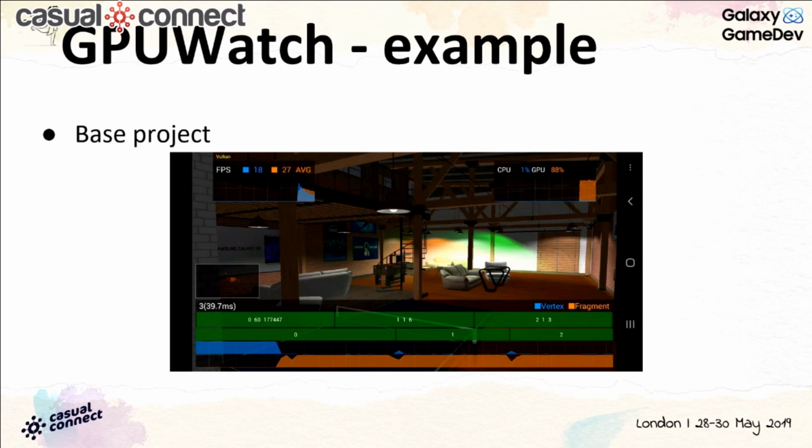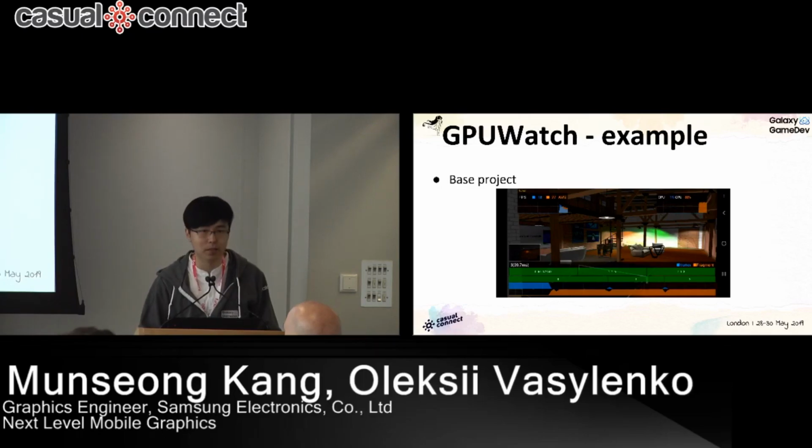I will show you an example of GPU Watch usage. This is the sample project we made. I will put 2 optimizations into it. The first one is merging render passes into one render pass as multiple sub passes. The second optimization is applying a pipeline barrier. It makes some sub passes run concurrently.